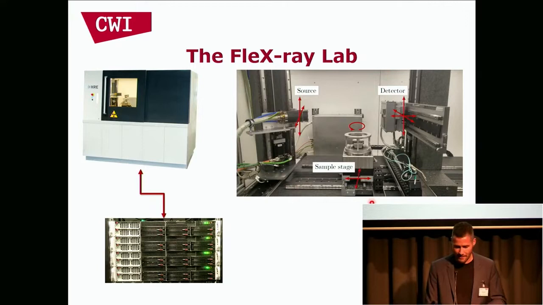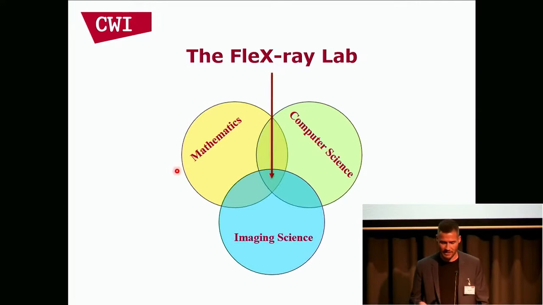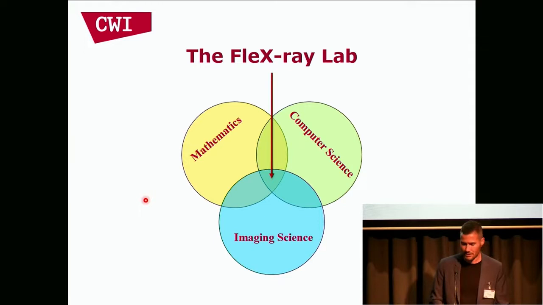On the other hand, the whole lab is linked to computing servers. So it's linked to a high-performance cluster, which is important for our work. But you can also think of the FleXRay Lab more on a conceptual level. I think it's really a collaborative platform where mathematics, computer science, and imaging science meet. So if we look back in this histogram, we used to be here, but now we're sitting really here in this nice sweet spot in the intersection. And it's also in practice the collaborations that we have, about which we'll hear also later, that are driving the research that we're doing. And this is best explained by some examples.